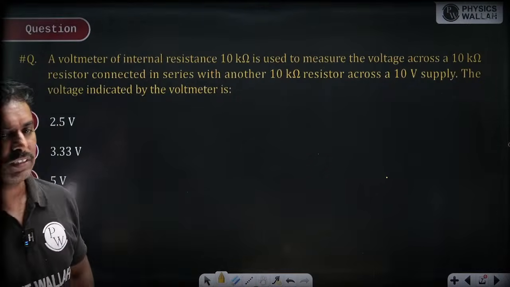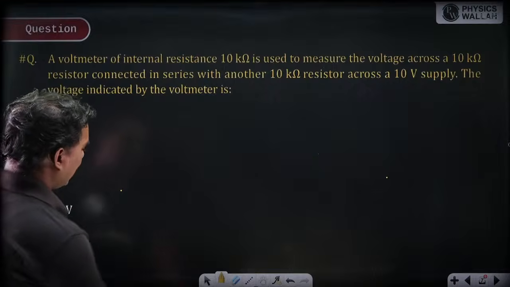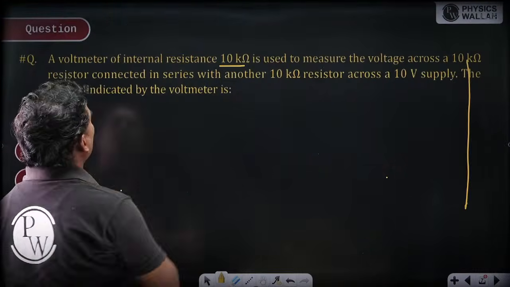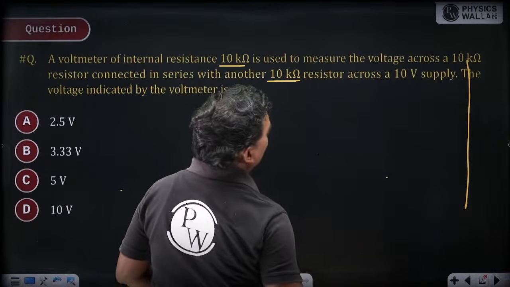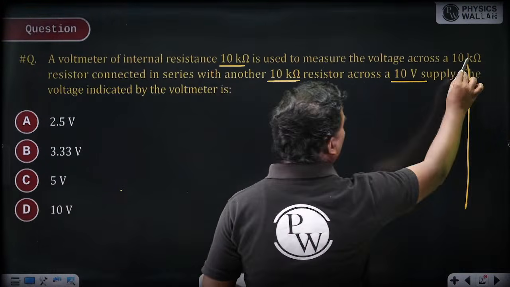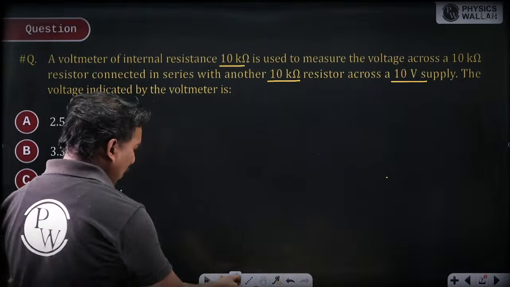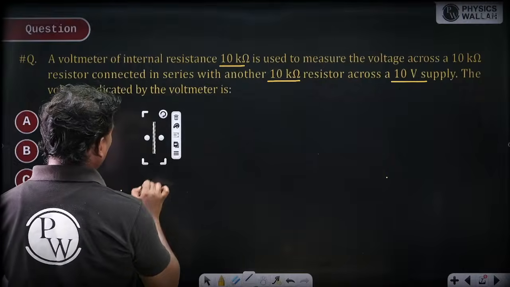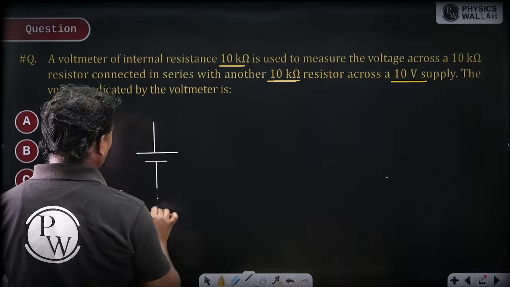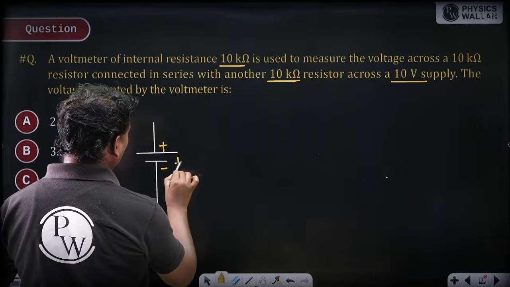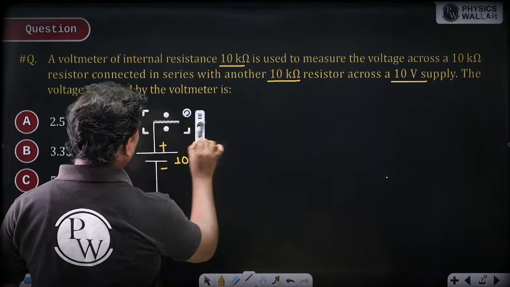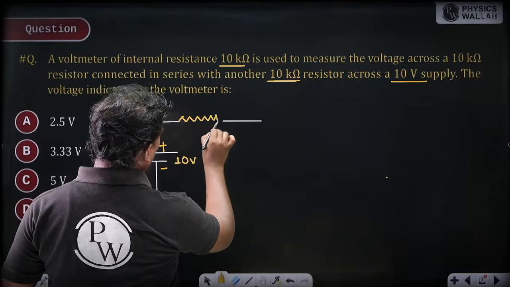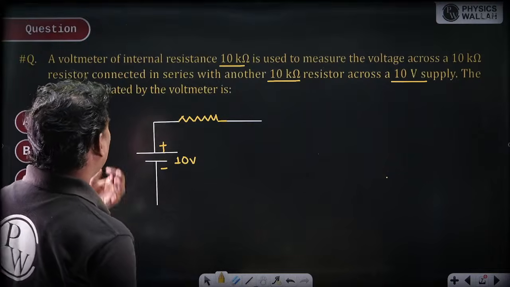Yes, clear? Please answer this question. A voltmeter of internal resistance 10 kilo ohms is used to measure the voltage across a 10 kilo ohm resistor connected in series with another 10 kilo ohm resistor across a 10 volt supply. So this question is related to loading effect. So now if I am going to draw the circuit like this, so this is the circuit. So this is plus minus, these are 10 volts, and here I am taking a resistor. So this resistor is now a voltmeter of internal resistance 10 kilo ohms.